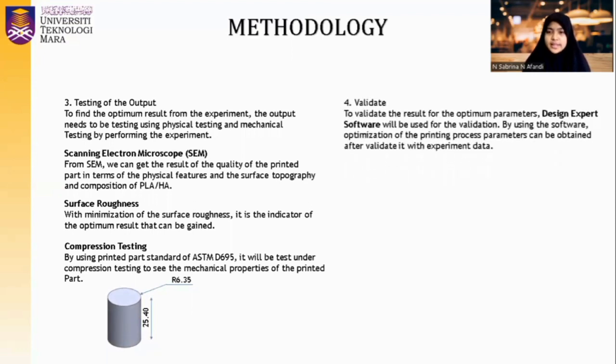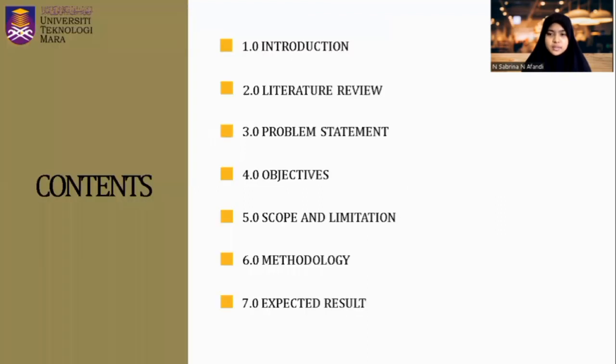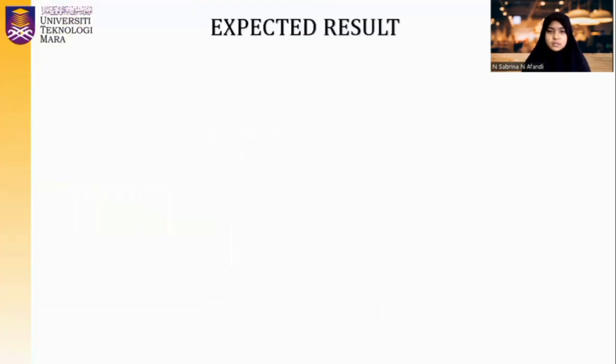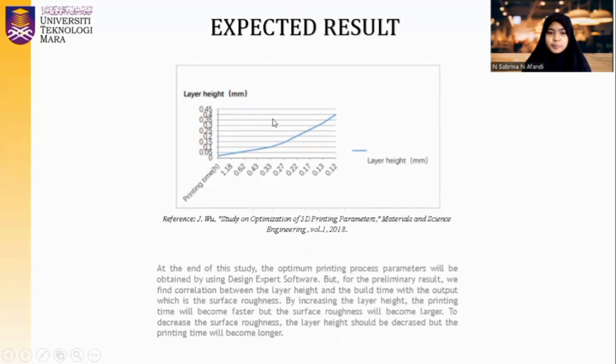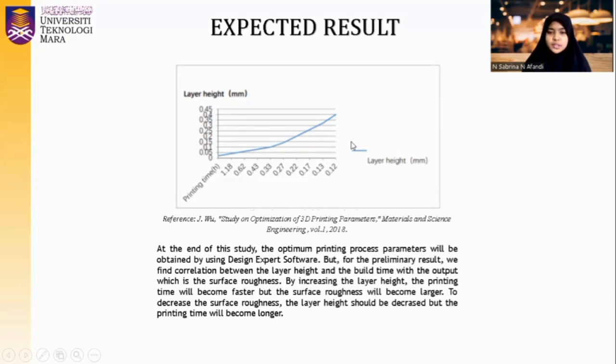And the last one is to validate experimental result. To validate the result for the optimal parameters, design expert software will be used for the validation. Using the software, optimization of the printing process parameters can be obtained after validated with experiment data. Expected result. So this is expected result. This is the expected result that we can get from the past research, which is the layer height and printing time. At the end of the study, the optimum printing process parameters will be obtained by using design expert software.